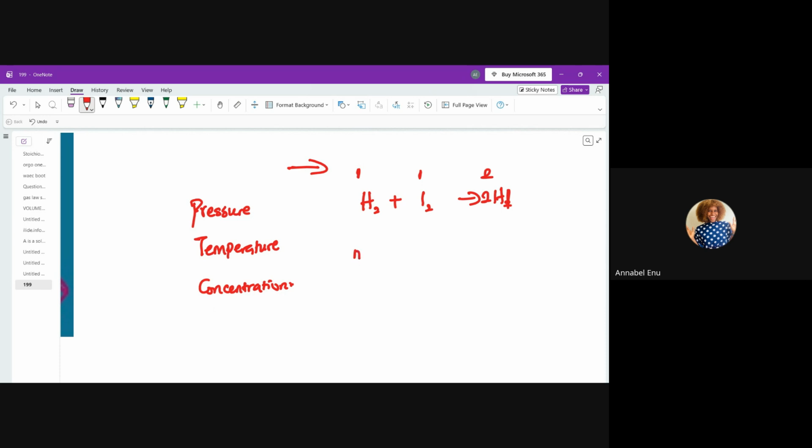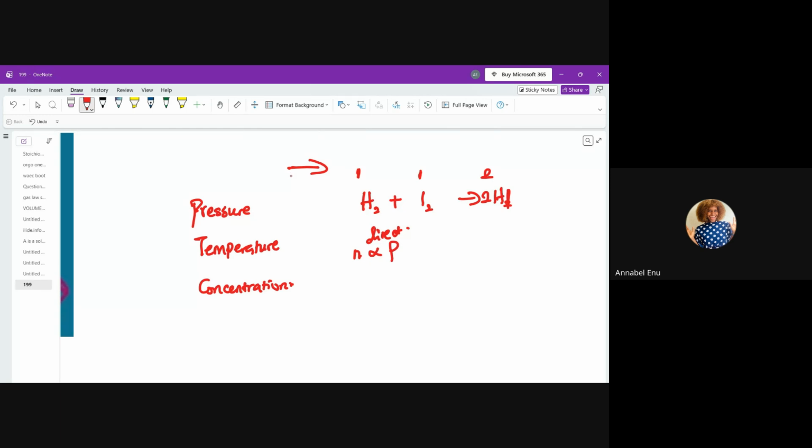One thing we should note is that our number of moles is directly proportional to our pressure. That is to say, if the number of moles is increasing, pressure is also increasing. The higher the number of moles, the higher the pressure. The lower the number of moles, the lower the pressure. We can relate our number of moles by determining what the coefficient is.